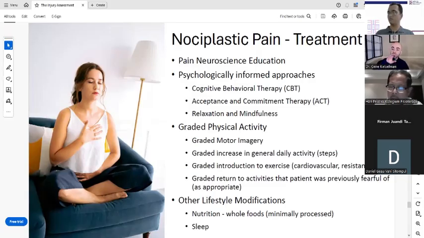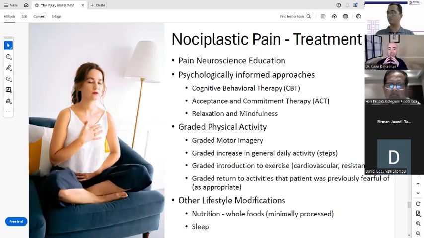But once you use those approaches and allow them to begin being able to actually move, now we get into graded increase in general daily activity. You want to help them gradually do more throughout the day. So a big example would be to gradually try to introduce more steps throughout the day. Just be a little bit more active throughout the day. Then you introduce graded introduction to exercise.